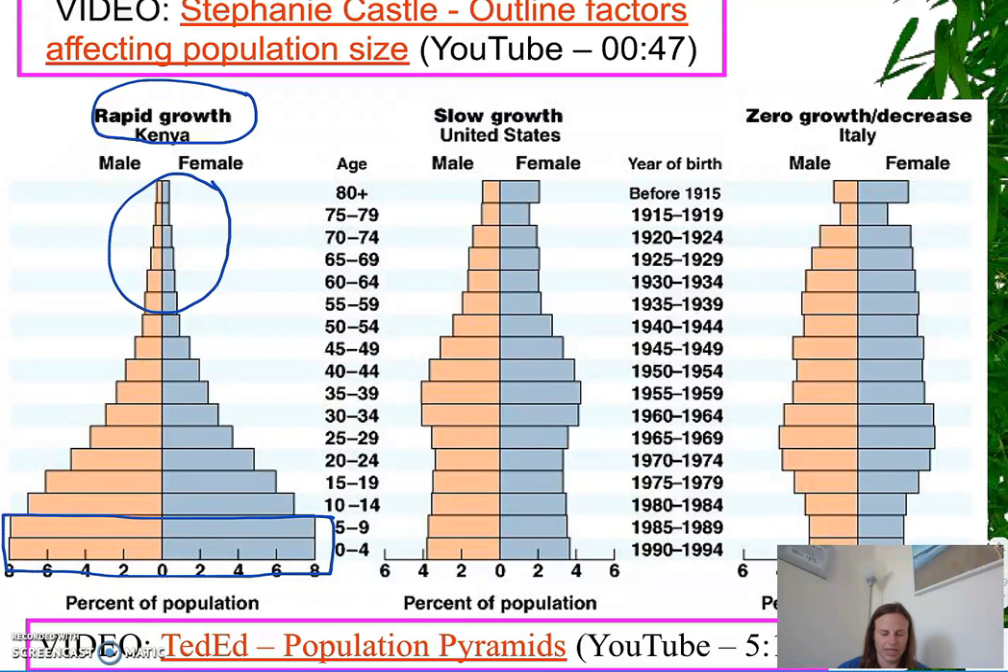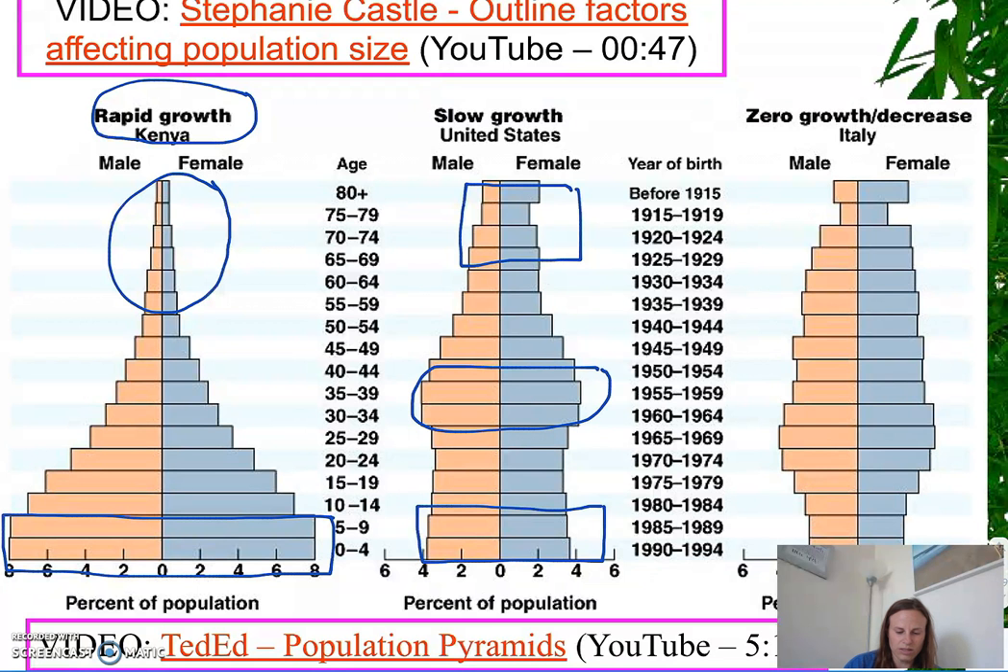Whereas if you look at the United States, their young population is much less, and their older population is much more. And you can even see this bulge in the middle, which occurred during 1950-ish to 1964, was the year that those people were actually born. That represents the baby boom in the United States as the men were returning from war.